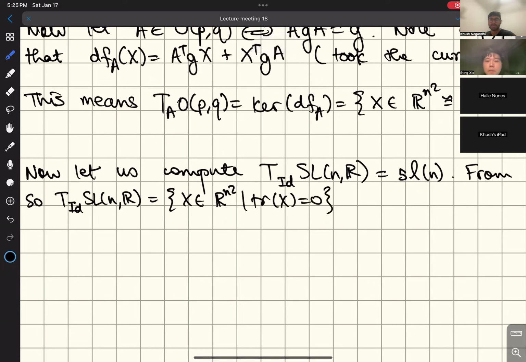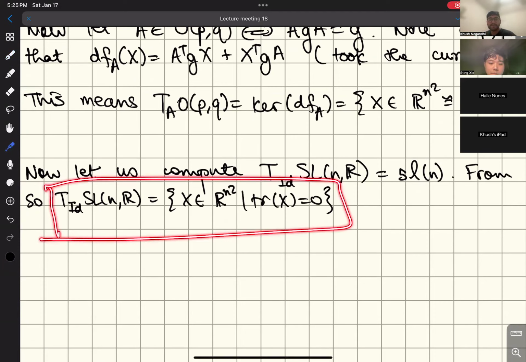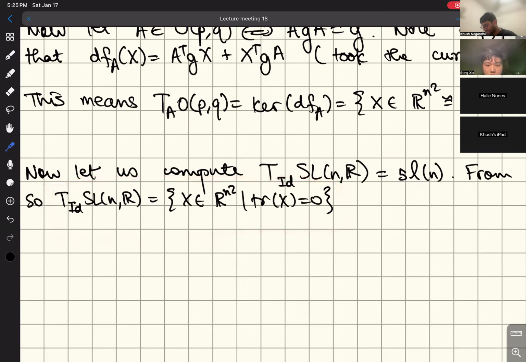So it's just this set of traceless matrices. An exercise for you is to compute the dimension of this. You should be able to see very quickly what the dimension of this space should be. One hint I'll give you is that the trace is linear, and you can use linear algebra to tell you the dimension as a vector space of this thing.